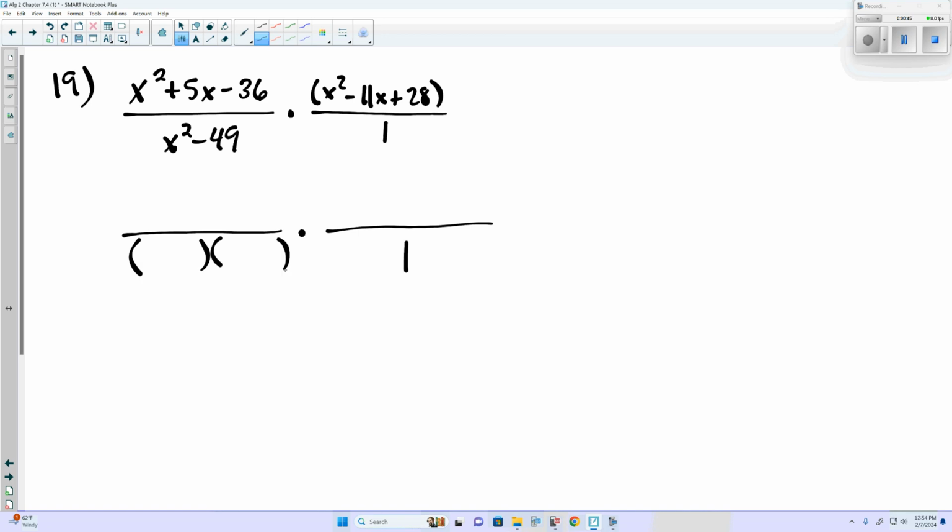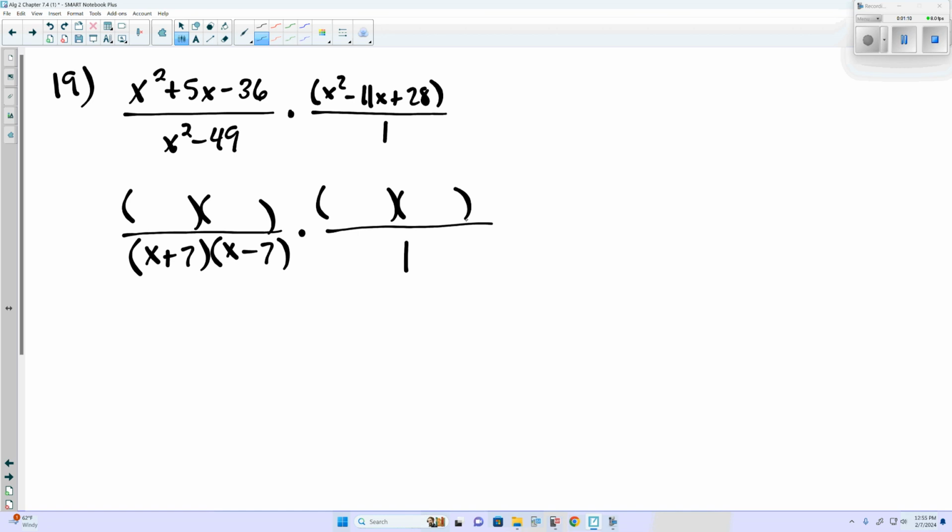Now our x squared minus 49 is a nice one to factor because it is a difference of perfect squares. So our signs are opposite, x and x, 7 and 7. Now we can multiply either, or do our factoring for either numerator first. It doesn't matter which one we do.